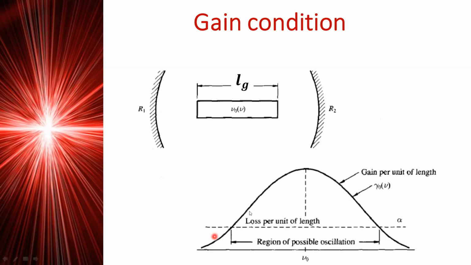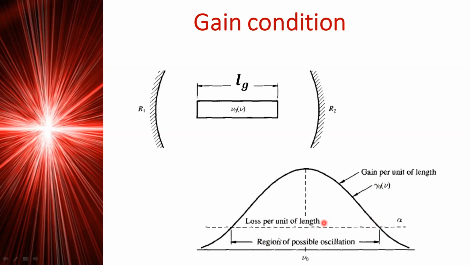So this is a graphical demonstration. Assume that this somehow bell-shaped function represents gamma, or the gaining function. And this is the constant alpha. That means that the condition is not applied for all the frequency values on the x-axis. It will only be applied if the function gamma is greater than this alpha constant. In this region, what we call the region of possible oscillation, only in this region, you can have a gain.